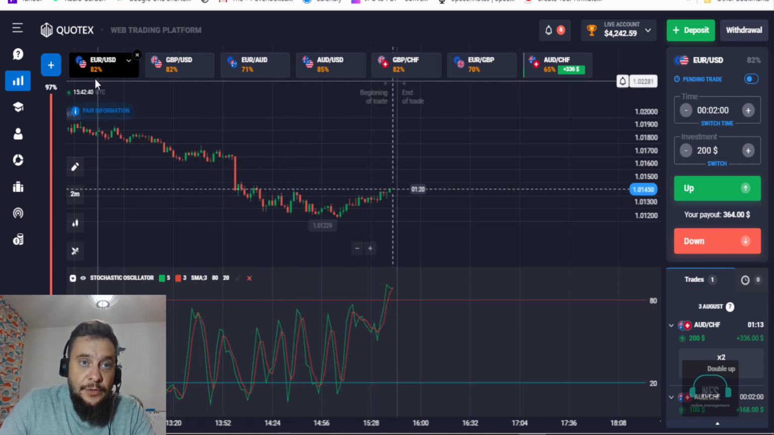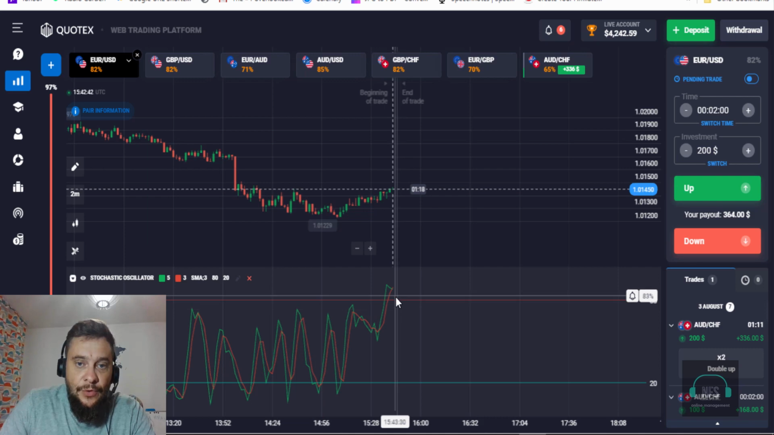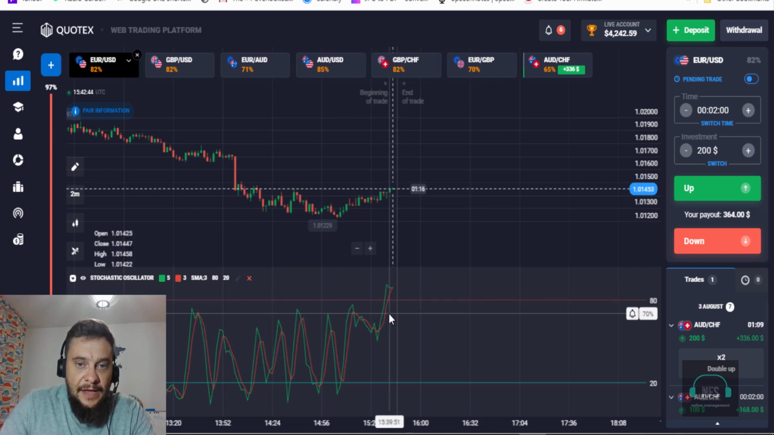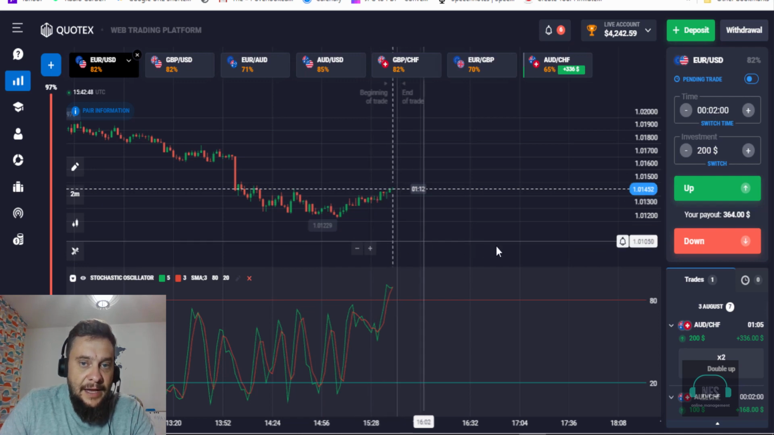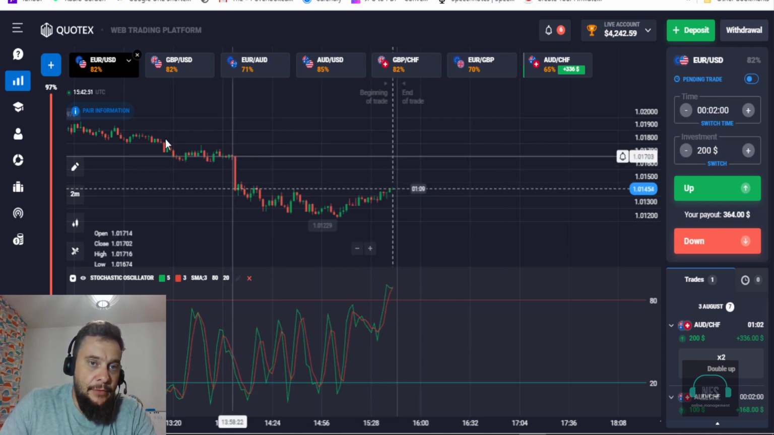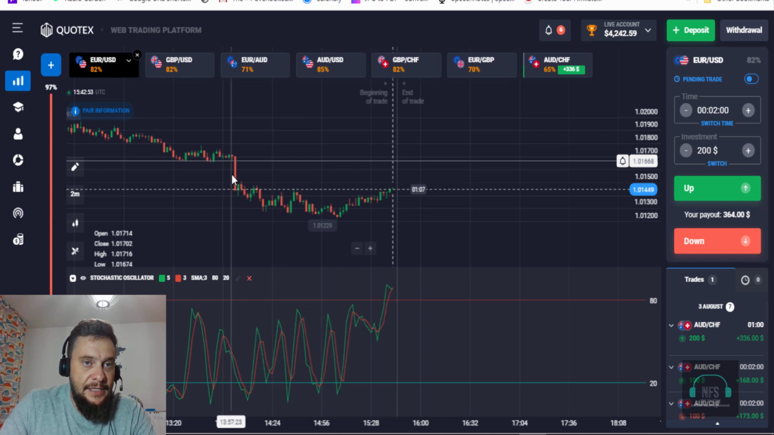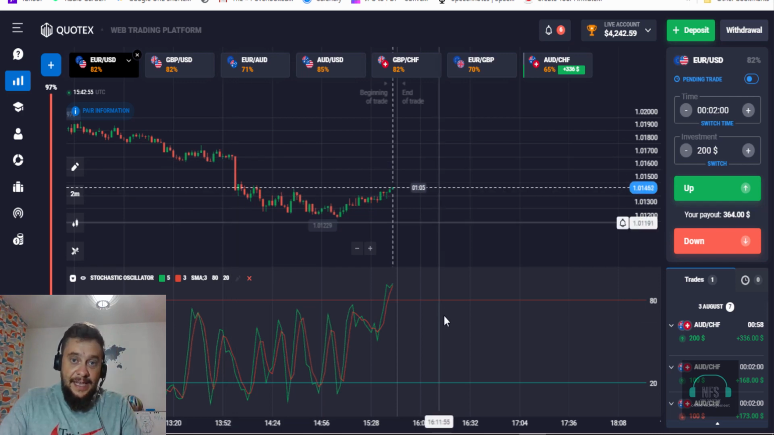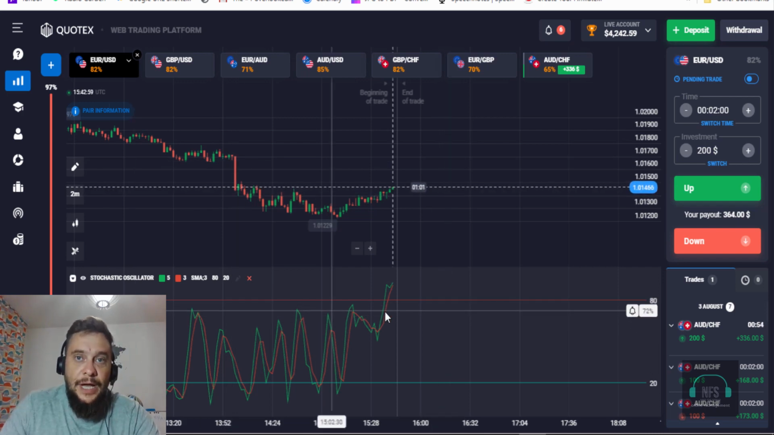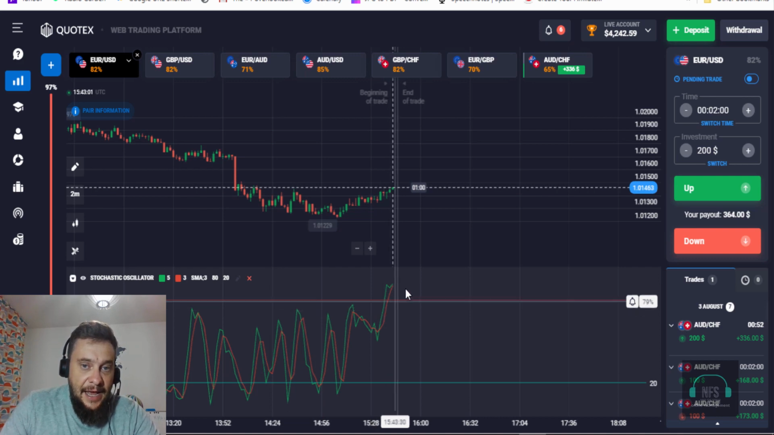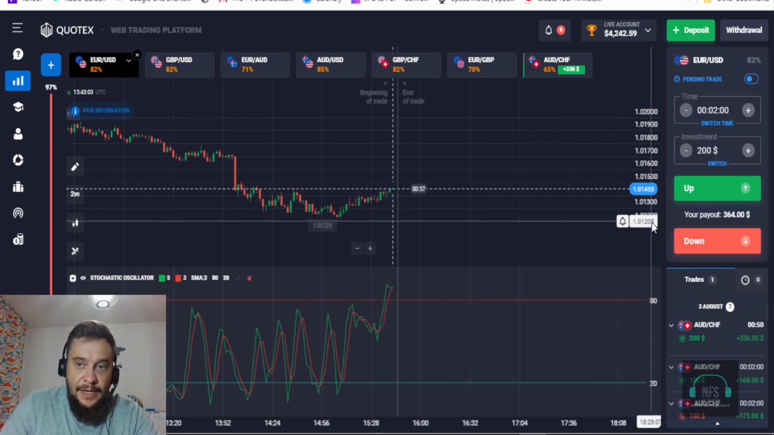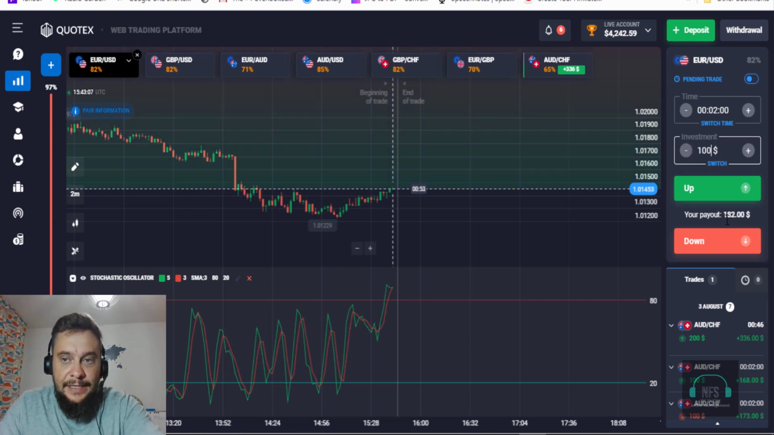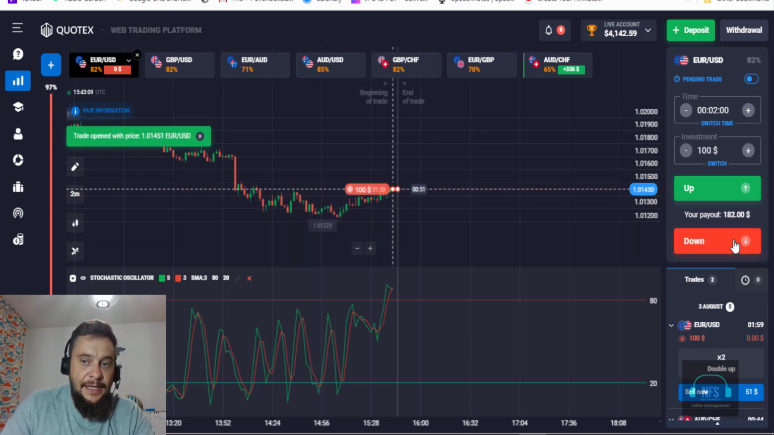And here, oh, as you can see, Euro USD, we are on an overbought level here, and it should start to pull back. Now it was a big downtrend somewhere here, as you can see on Euro USD. So now, according to Stochastic Oscillator, we are on overbought level, and let's place a down trade here. Let's turn this on $100 and place a down trade.